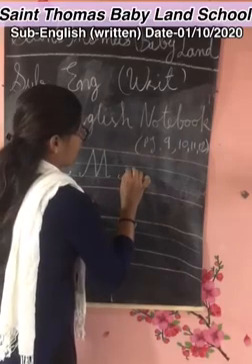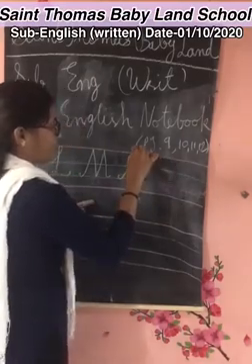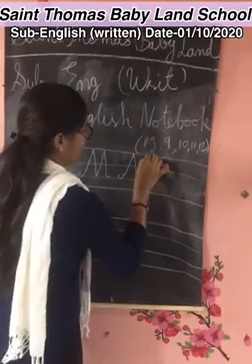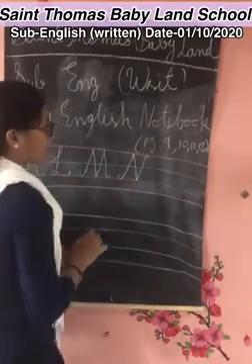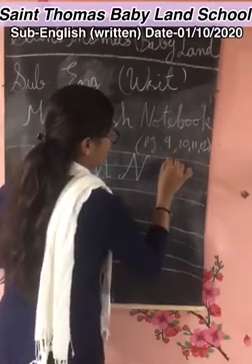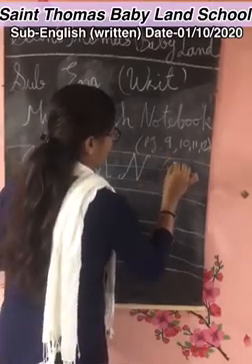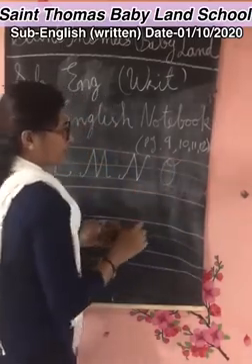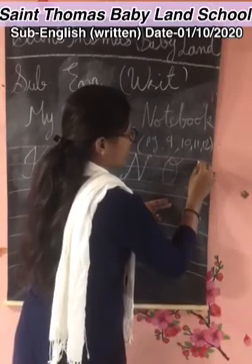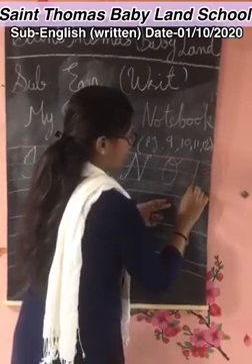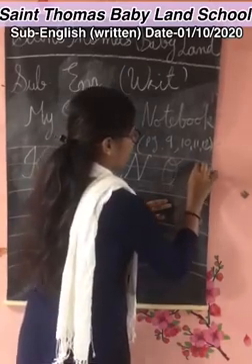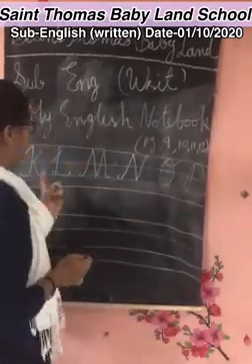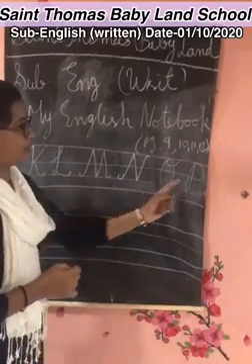Then N for nest. Small curves, go up to red line, come down, go up and small curves. N for nest. Now O for orange. Circle and curves. Write in 2 lines. O for orange. Then P for peacock. Start with red line, come down, go up, small curves and turn. Then K, L, M, N, O, P, then Q.